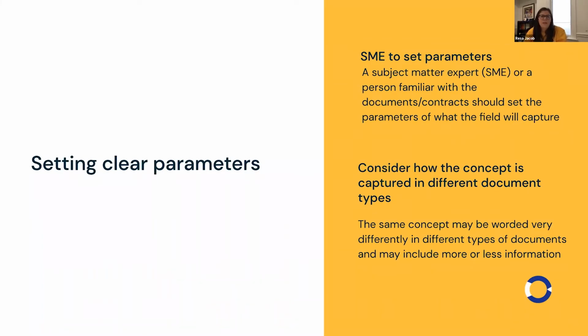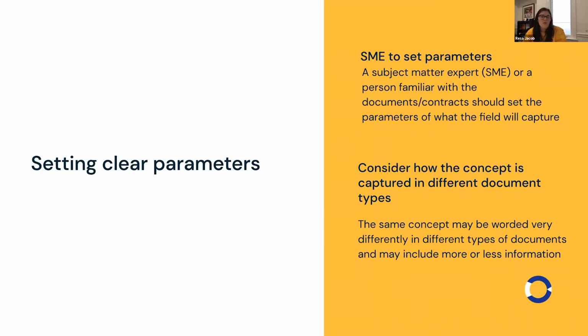The next thing to consider is that concepts can be worded very differently in different types of documents, and so they may include more or less information. You want to make sure that you've considered how that concept is presented in different types of documents, and this is closely tied to the second step, which we'll cover next. Definitions is a good example. Are definitions something that are going to be captured by your model? Or are they only going to be captured if they're embedded in the relevant section? Or is the full definition also going to be captured if it appears elsewhere in the contract?